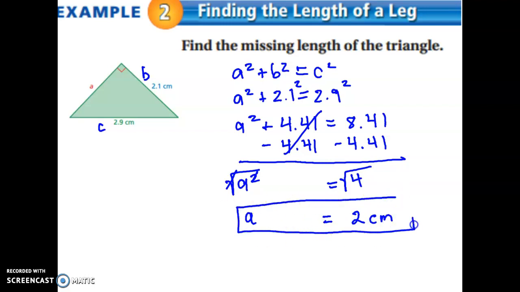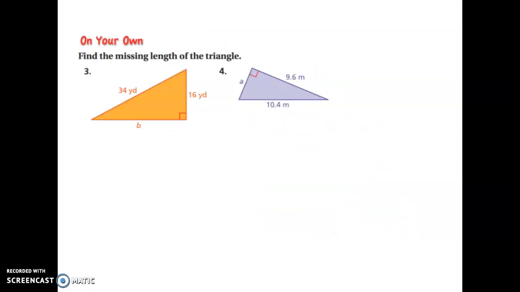So the leg A measures 2 centimeters, and think about it. Is it reasonable? Yes, because it's still shorter than the hypotenuse, and it's very close to the 2.1 centimeters, the other leg. Pause the video and give these a try.